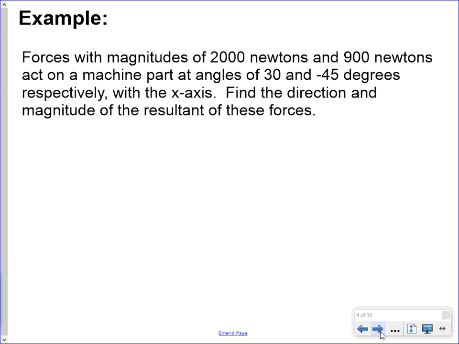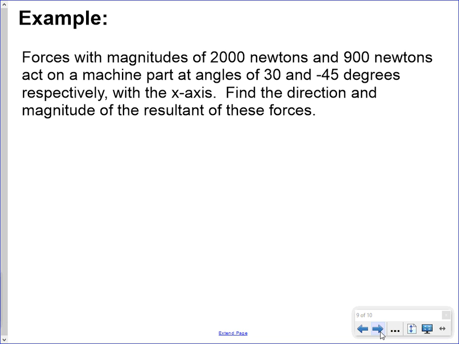Okay, one more example. This one will get you prepped for one that's similar in your homework assignment. Forces with magnitudes of 2,000 newtons and 900 newtons act on a machine part at angles of 30 and negative 45 degrees respectively.